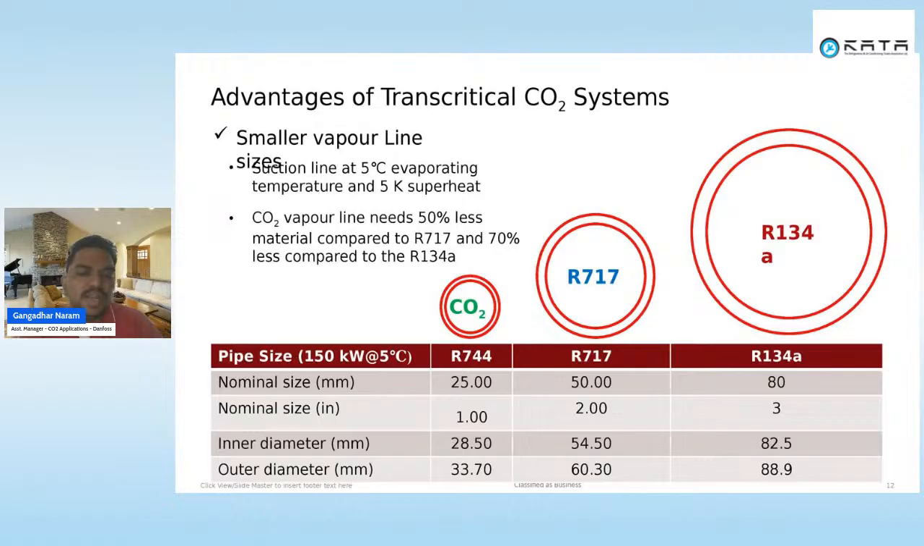So if you have very long pipelines, and you want to maintain nearly 200-meter or 250-meter long pipelines, CO2 pipelines are really very small, so the insulation is also very less, and the losses to the ambient are also very less, such that your CO2 system works very efficiently when you have smaller vapor line sizes.